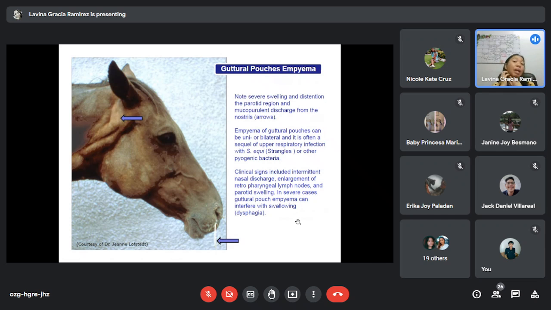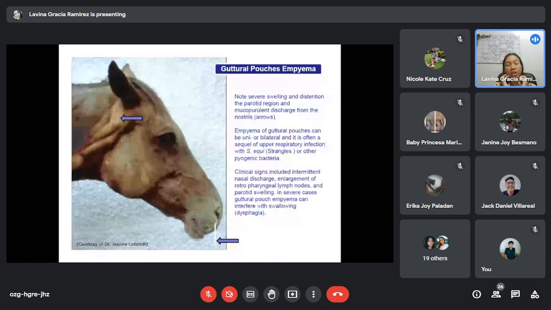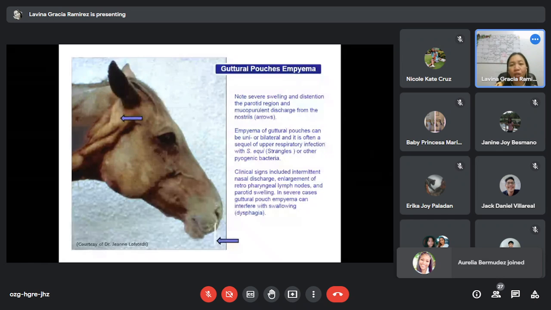They are adjacent to each other. So in health, or in normal conditions, the positioning is good. But because there is a swelling of the parotid area, on the guttural pouch area, the tendency is that part of the esophagus can be affected. So this is actually one of the sequelae. These are the things that can happen if this condition is not treated well.